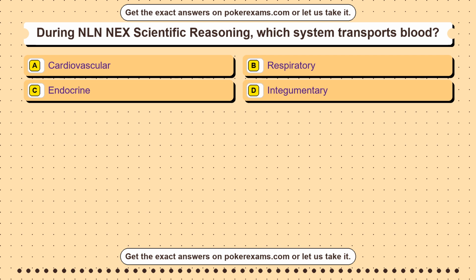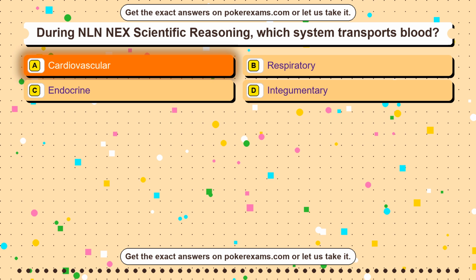Question 41. During GED science practice test, which weathering process breaks rocks by freezing water? Option A, ice wedging. Option B, photosynthesis. Option C, evaporation. Option D, pollination. The correct answer is option A.